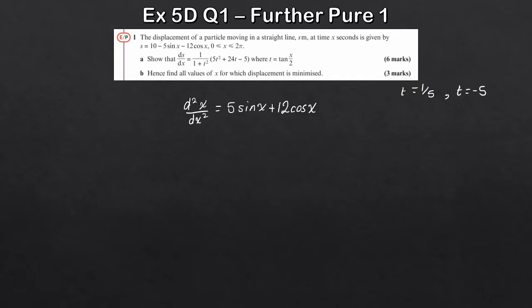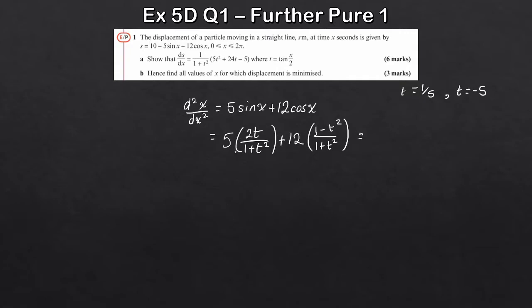Now, if you look here at our 5 sine x plus 12 cos x, what we need to do is we've got this in terms of t here. We've got 2 points for t. So if we use our substitution again, our half angle formulas, in terms of the second derivative, and then substitute either of these in, we'll know which one's which. So this is 5 over 2t over 1 plus t squared. This is plus 12 over 1 minus t squared over 1 plus t squared.